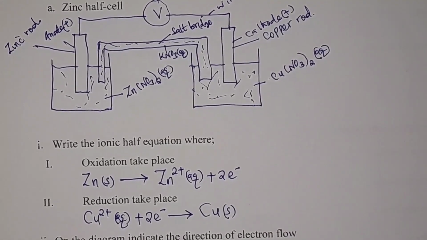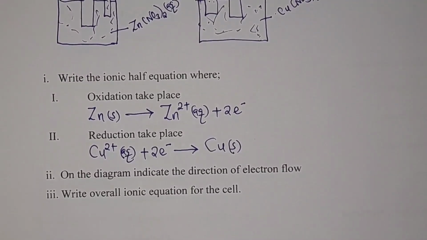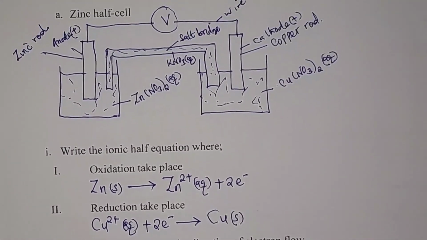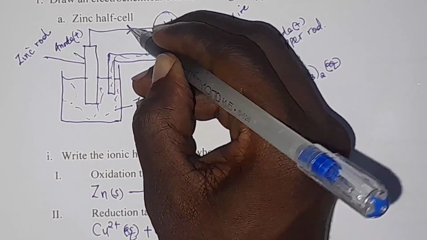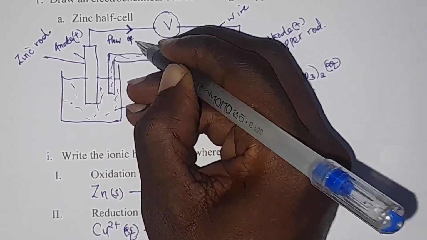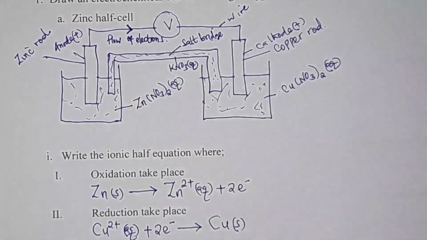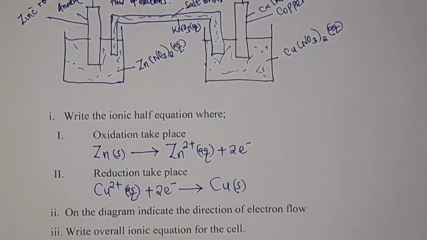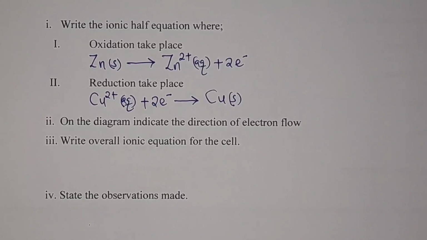So next, we are told to indicate on the diagram the direction of electron flow. So we said electrons flow from the anode towards the cathode. So that will be the flow of electrons. That is it. So we move to Roman 3. Roman 3, we are told to write the overall ionic equation for the cell.